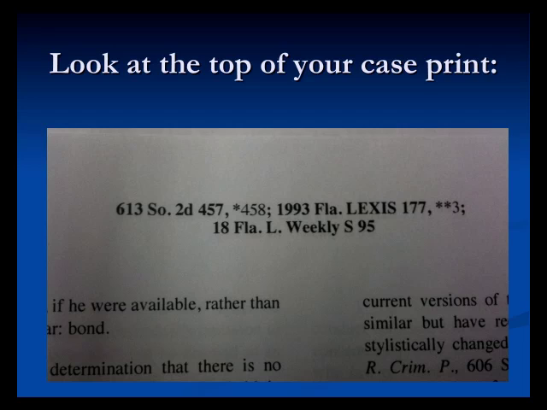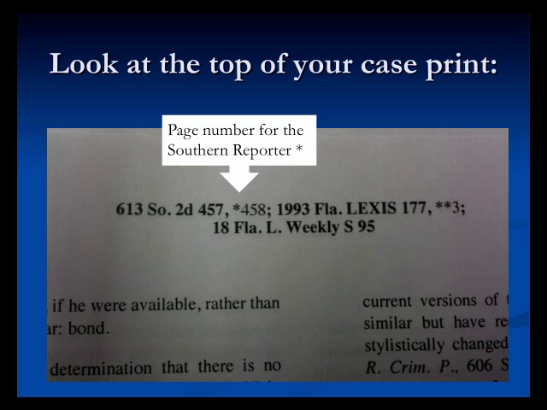This is what you find at the top of the second page of the Lexis print. This header is your key to figuring out where your page numbers are throughout the print. The first site listed in the header is the site for this case in the Southern Reporter. Notice that the first page is followed by a comma, space, star, and new number.